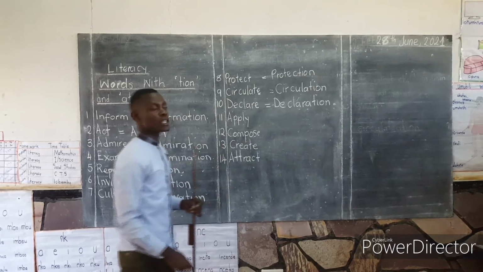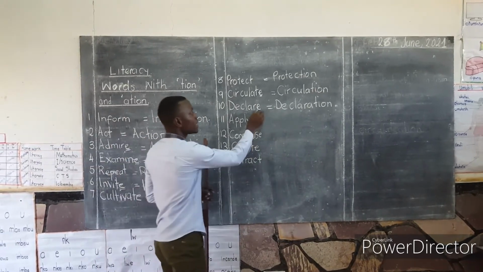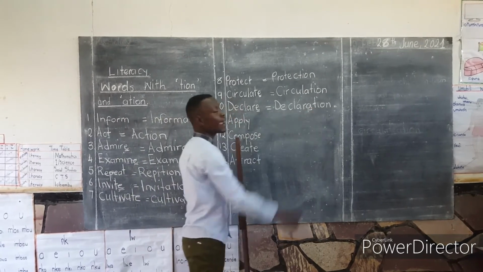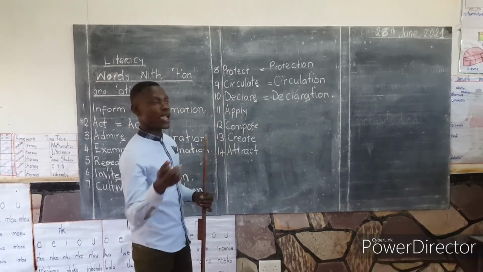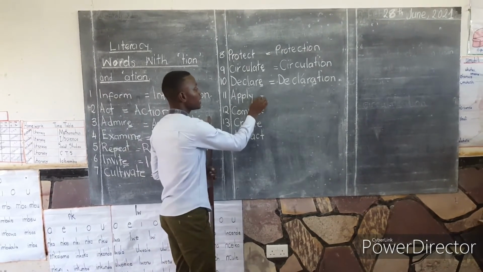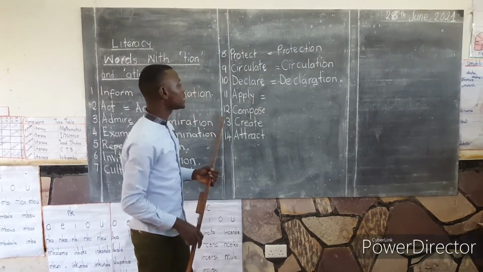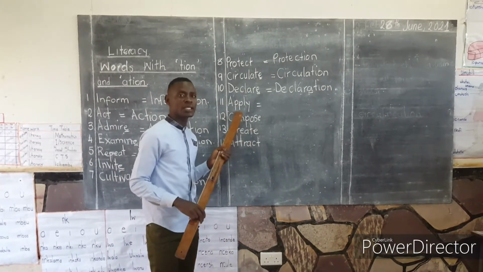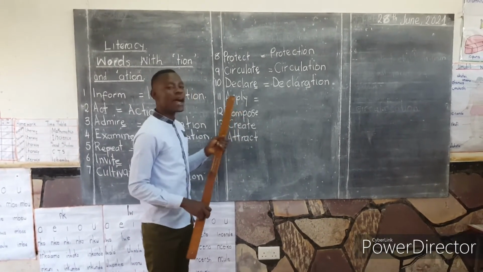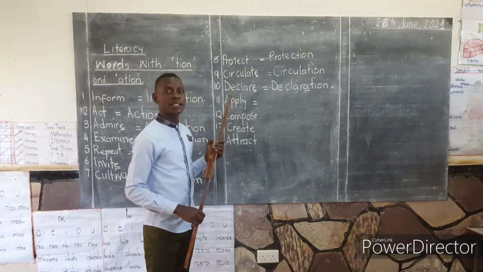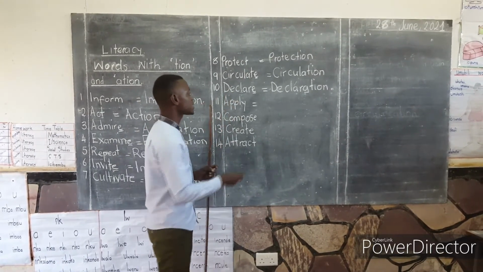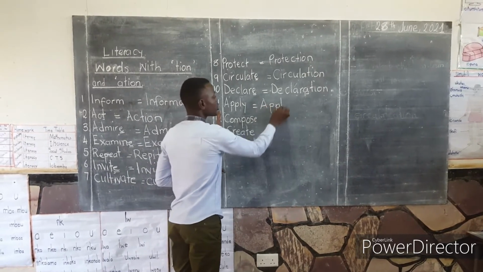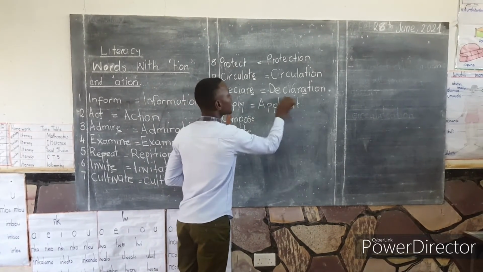So that is the word. The same thing, you can see that the letter E has been replaced with letter A and T-I-O-N. Then we go to the eleventh one, and the word is apply. Who else can try to form a noun from this word? Apply. Very good for trying, and it's the correct answer. You say application.